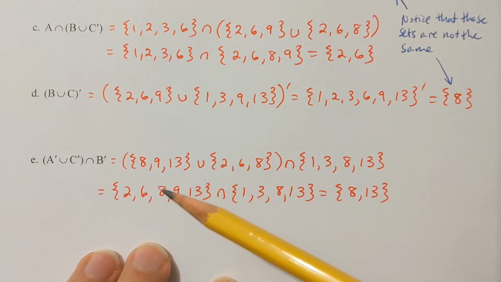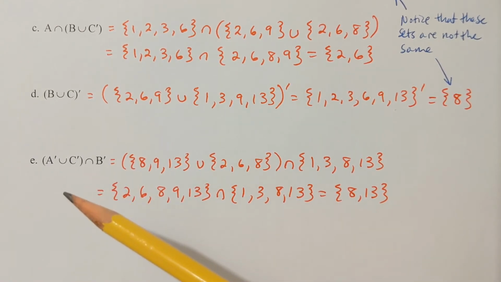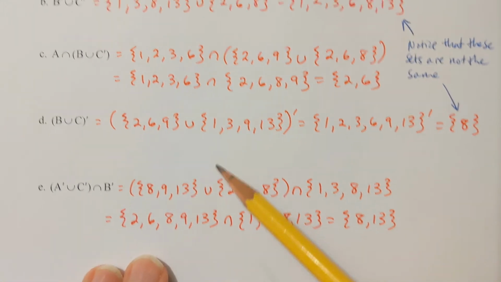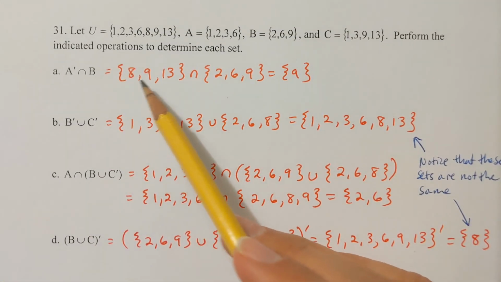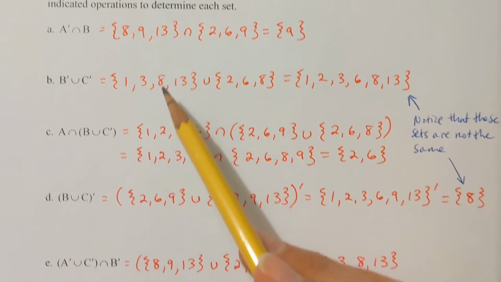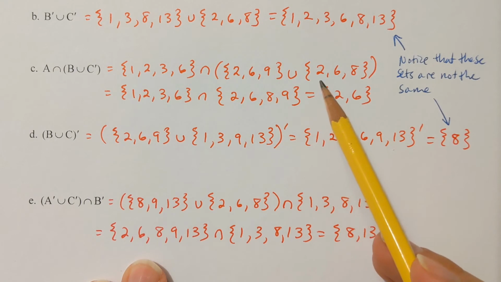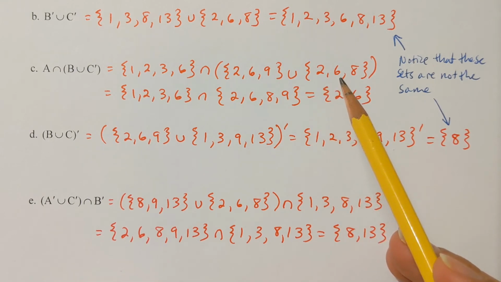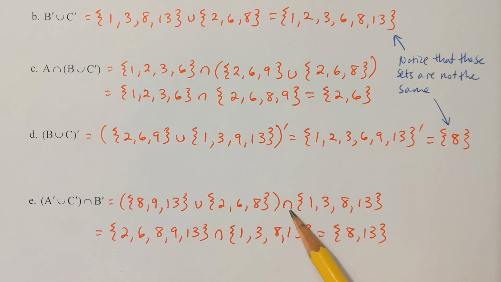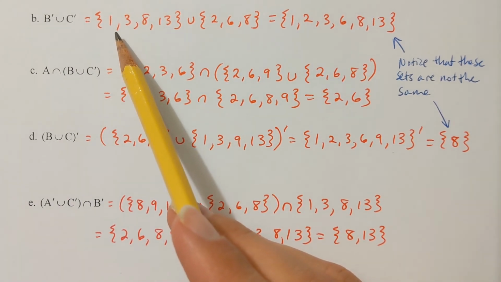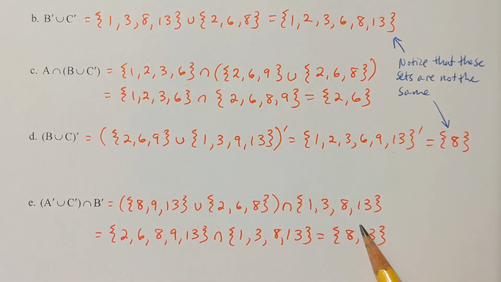Okay, part E: A complement union C complement intersect B complement. So A complement is right here, the set containing 8, 9, and 13, union C complement. C complement is the set containing 2, 6, and 8, intersect B complement. B complement is the set containing 1, 3, 8, and 13. So I've got the complements all computed.